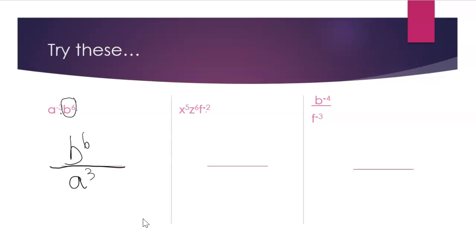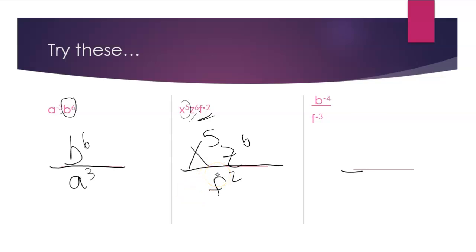I see a negative exponent, so I'm going to draw a line. X to the 5th. This is positive. It can stay up. Z to the 6th, that's positive. It stays up. F to the negative 2, well, that's negative. It goes over the magic negative erasing line. Ta-da! It's less than 1.